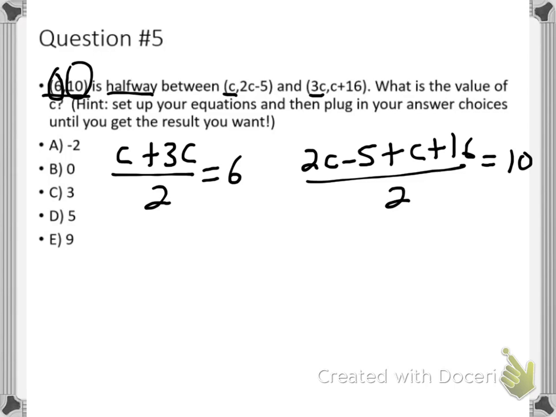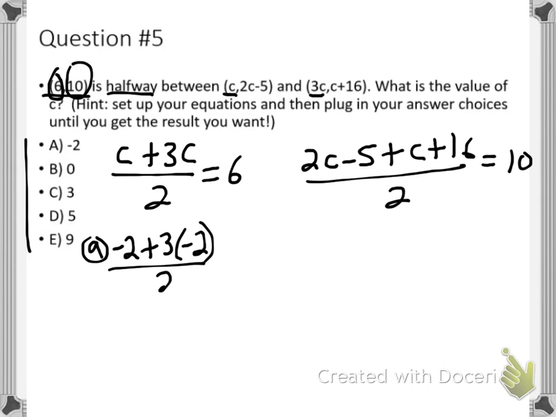So what we can do is test out each one of the values in A, B, C, D, and E and figure out which one gives me a 6, because that's going to be the easier of the two. If I test out A, I'm plugging in negative 2 every place I see a C. So it becomes negative 2 plus 3 times negative 2, divided by 2, and I want to see if that equals 6. When I type it in, I get negative 4, which is definitely not 6, so it's not A.